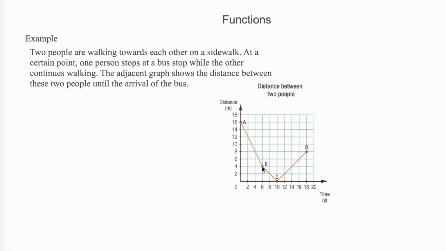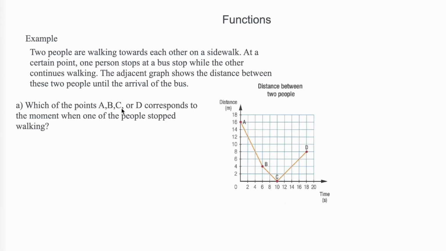One person stops here, the other person is walking, so the distance is decreasing still, but it's decreasing slower because one person has stopped. Then they meet, the distance between them is 0. The person that was walking continues to walk. The distance between them is increasing. It's the same slope here. This is -1 and this is a +1 slope.